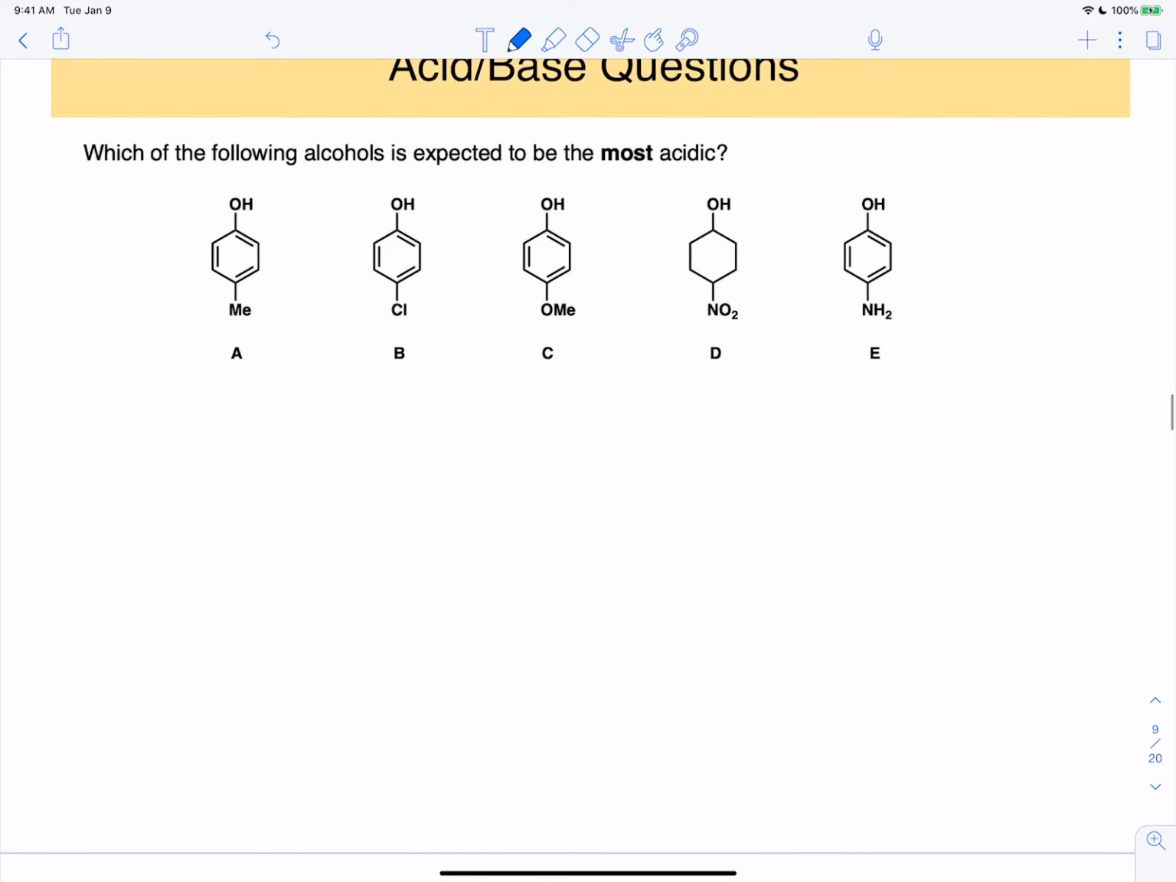Now we have a similar type of analysis. Which of these alcohols is expected to be the most acidic? So we're looking for the same thing, the phrase changed from lowest pKa to most acidic. And already we see that we have a nitro group again, and it's in a para position. So it's very tempting to just jump on this answer and say, oh, this must be the same one.